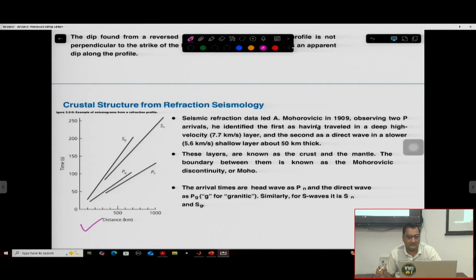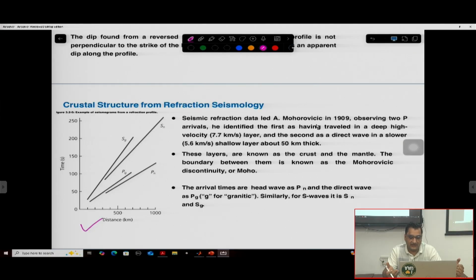and he observed, by taking a refraction profile, that there are two arrivals associated with the P waves and two arrivals associated with the S waves in the travel time curve. So he plotted this kind of travel time curve. What he observed is that there are P wave velocities coming at a higher velocity, like 7.7 kilometer per second. That means they have a smaller slope of the head wave. If they have higher velocity, then 1 by V will be small, so they have the smaller slope.